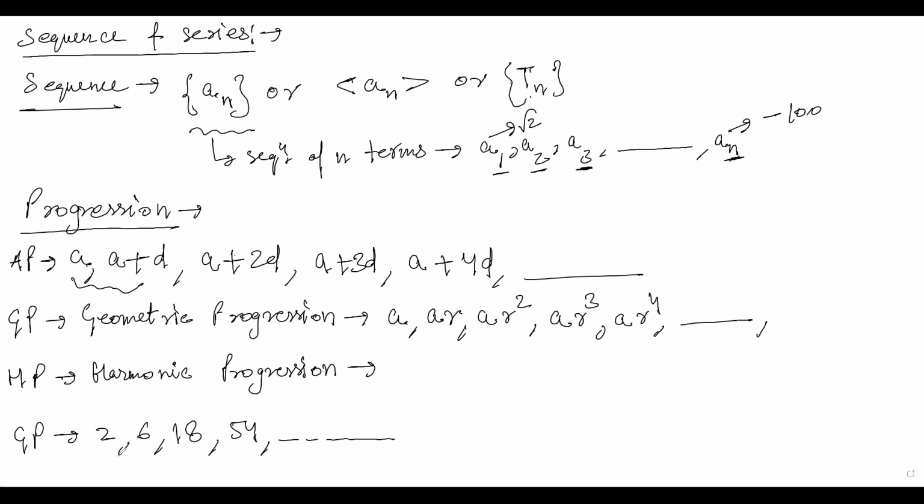So if the first term is 2 and the second term is given as 6, what must be multiplied to 2 to get 6? This is a GP. 3, right? So now you know that we have multiplied by 3 to get 6. Now we must multiply 6 by 3 to get 18. Is that true? Yes sir. Yeah. And if you multiply 18 by 3, we get 54.